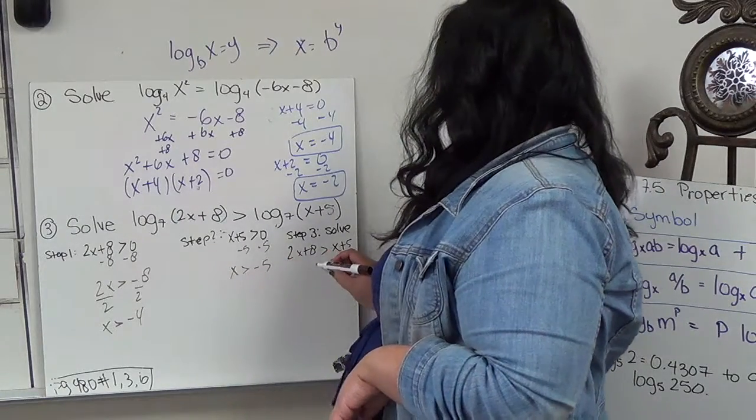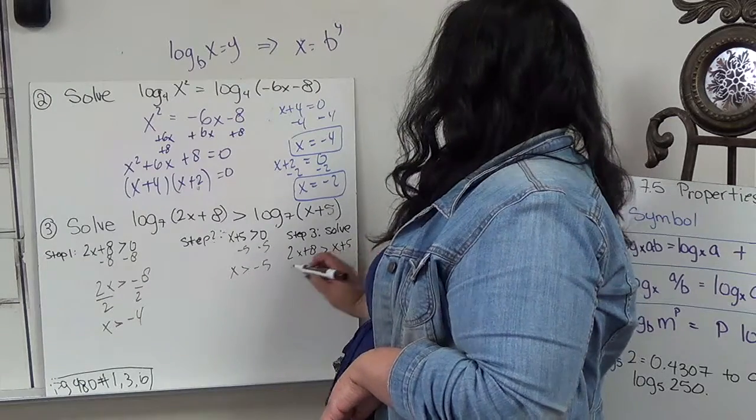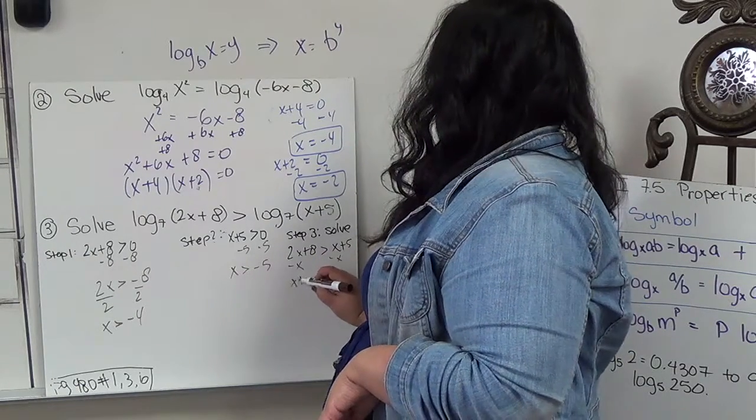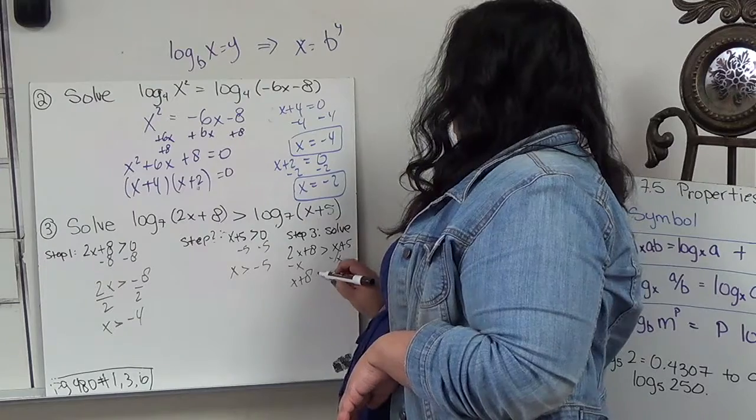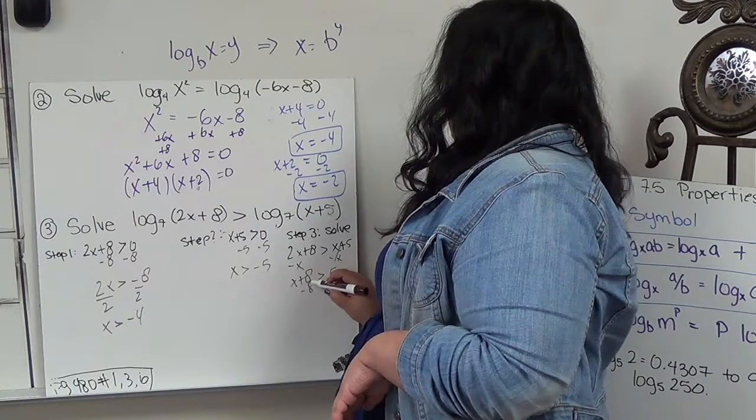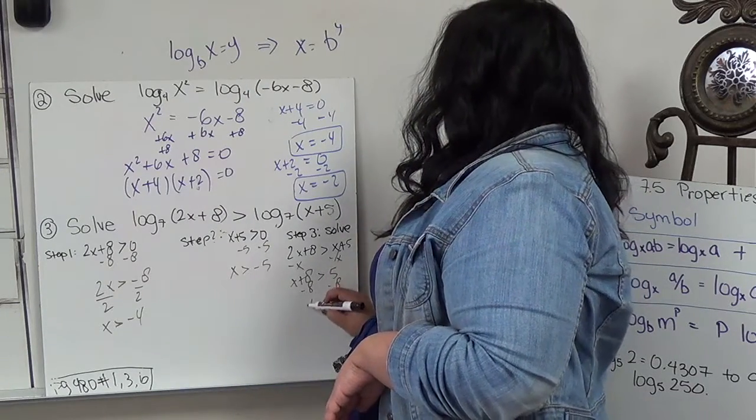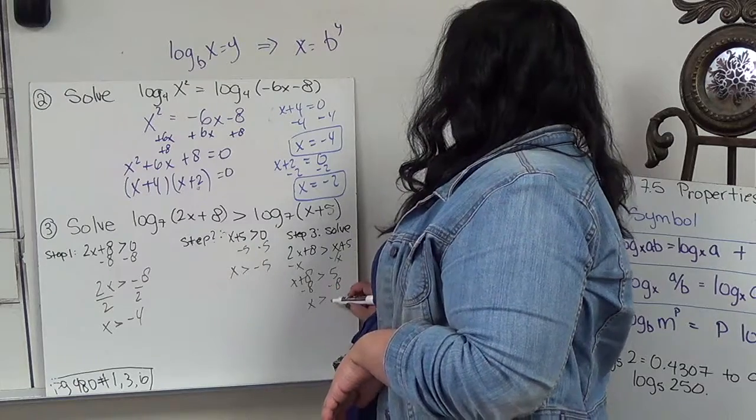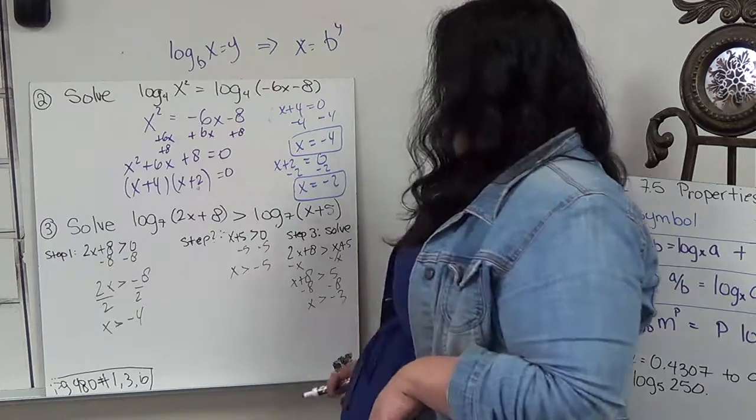So this one, I'm going to minus x on this side. I have x plus 8, this cancels out, is greater than 5. Minus 8 on both sides. I end up with x is greater than negative 3.